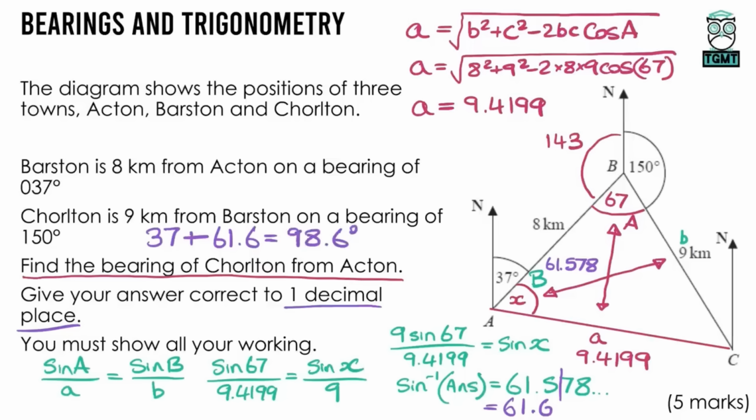98.6 degrees. Now we want to write that as a bearing as well. So the third digit needs to be before the decimal place. So we have 098, there's our 3 digits, and then we have a 0.6 as well. So there's our final answer, 098.6 degrees, and that is our bearing of Chorlton from Acton.